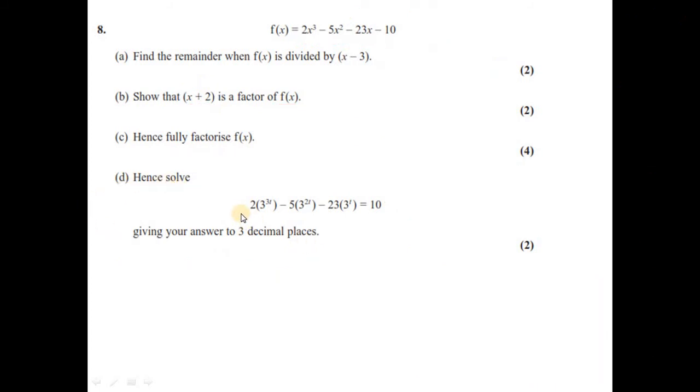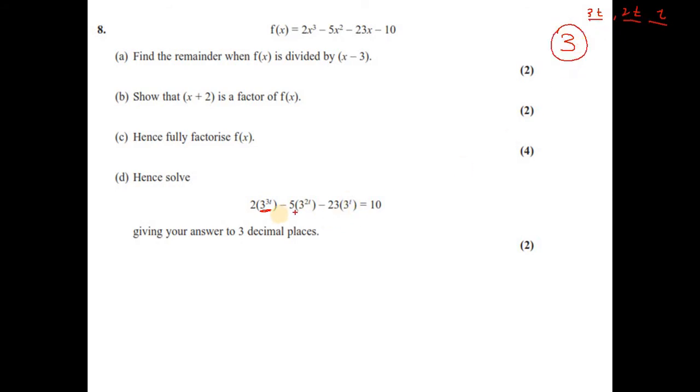Part D, hence solve 2 times 3 to the power 3t minus 5 times 3 to the power 2t minus 23 times 3 to the power t equals 10. If you see, you are given 3 to the power 3t, 3 to the power 2t and 3 to the power t. So 3 has the powers 3t, 2t and then t. We have these 3 powers of this base 3.